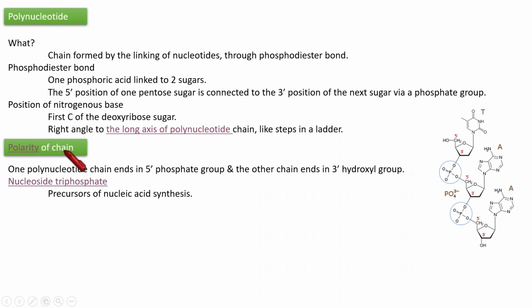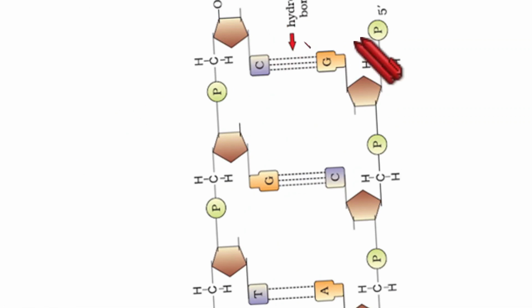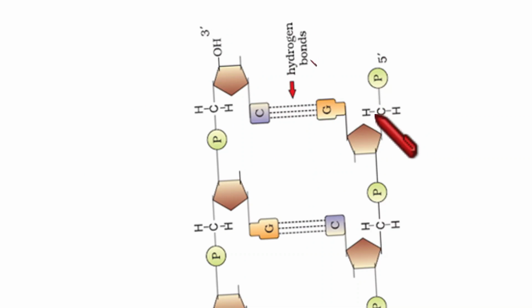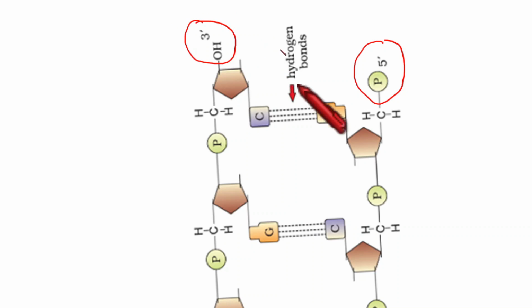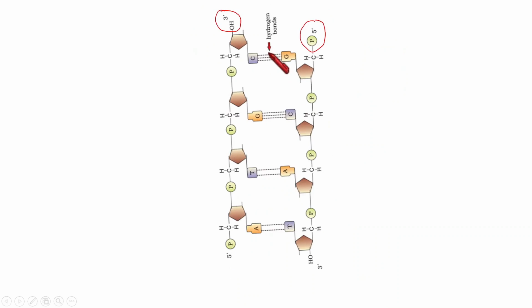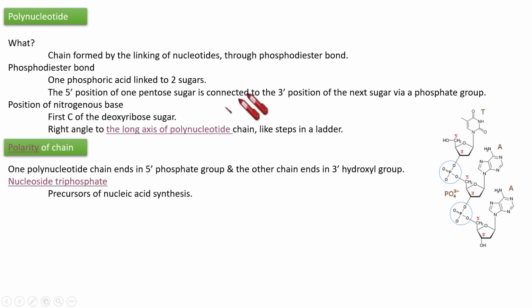Next point is about the polarity of the chain. For understanding that, I will show you an image. This is a portion of DNA, and in this picture we can see two polynucleotide chain, and the orientation of one chain is one chain ends up in 5 dash phosphate group, while the other one ends up in a 3 dash hydroxyl group. That means that the orientation of these two polynucleotide chains are opposite. So polarity is opposite polarity.